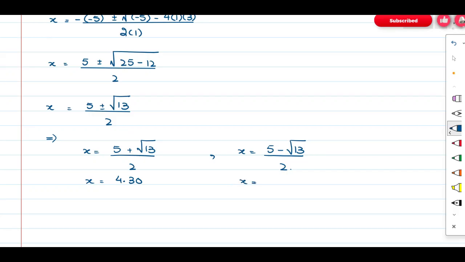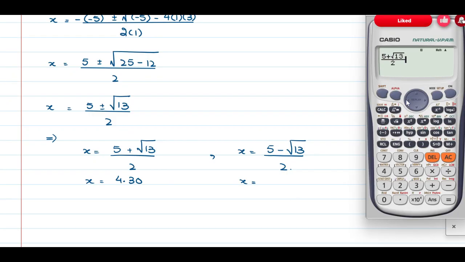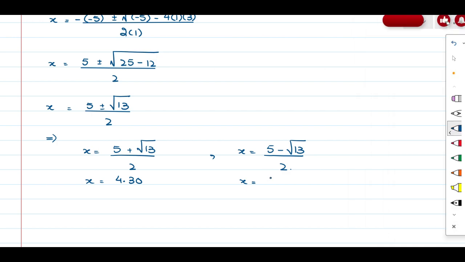And the other solution for x is (5 minus root 13) by 2, it's minus here, that is negative 0.69. This 9 you have to round, because the next number is 7, right? So when the next number is 7, you have to add 1 here, so 69 turns to 70, 0.70. So these are the two roots up to 2 decimal places.